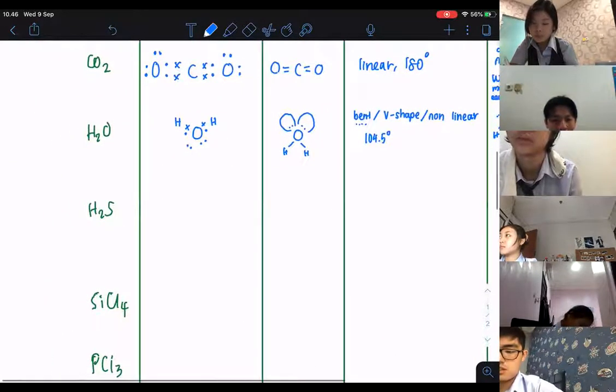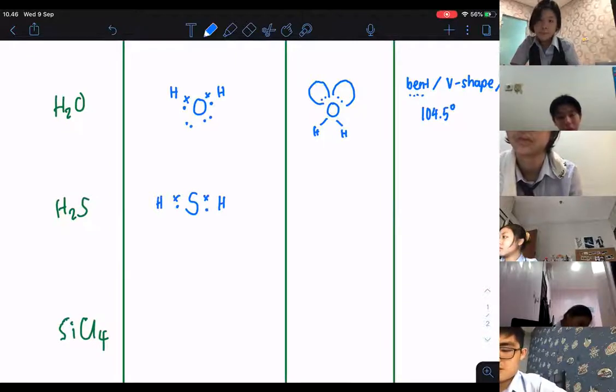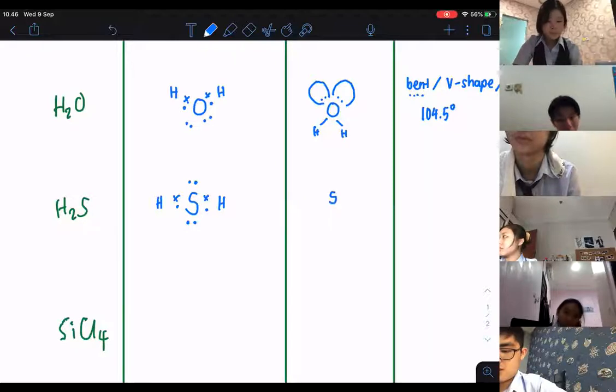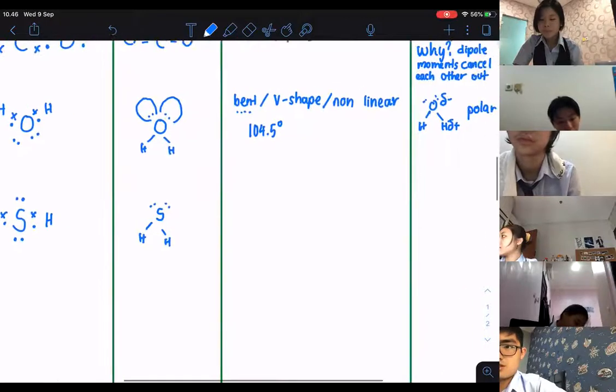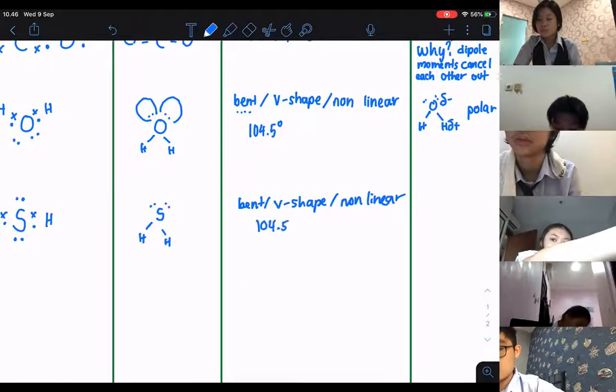So H2S, sulfur is going to be group 16. So you have H and H, something like this. Group 16, so you need to have 6 valence electrons. The remaining 4 electrons I put like this. So it will just follow the same shape as water. The same bent, V shape, non-linear. The bond angle is also going to be the same, 104.5.